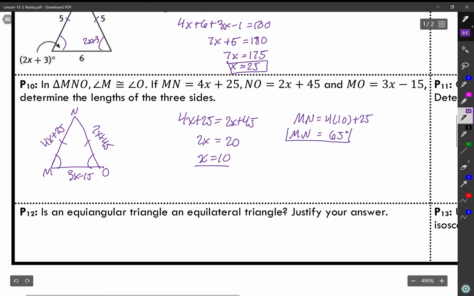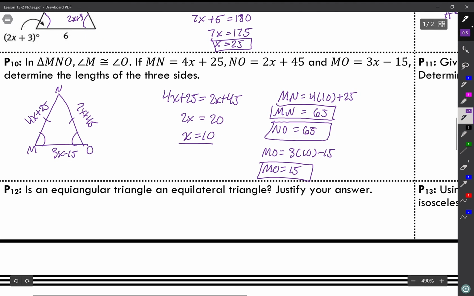Since I know MN, I also know NO. They are equal. This is also 65 degrees. And then find MO, plug in as well. 3 times 10 minus 15. So 30 minus 15, so MO is equal to 15. And these are not angles. Why am I putting degree symbols? I'm sorry. Those are not angles. Please forgive me for that.